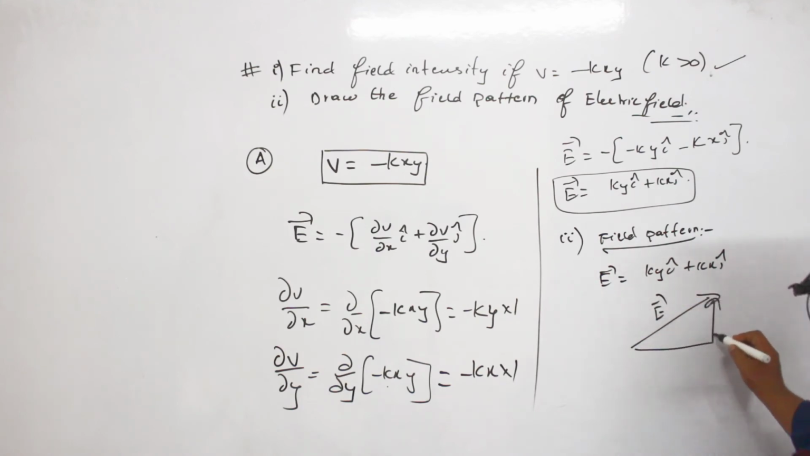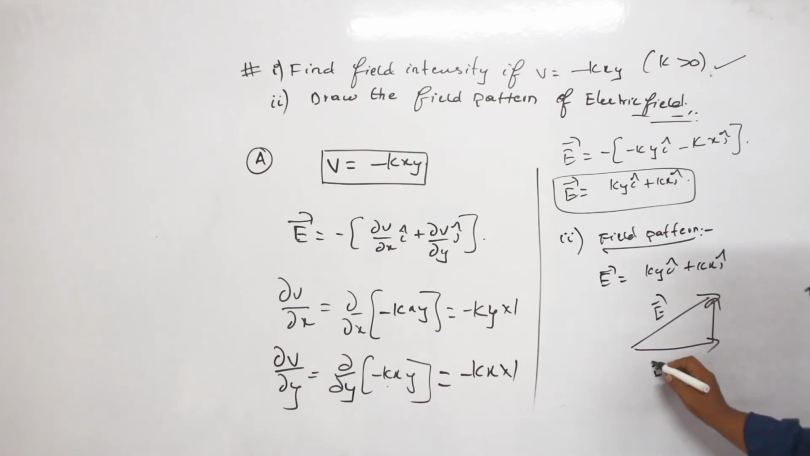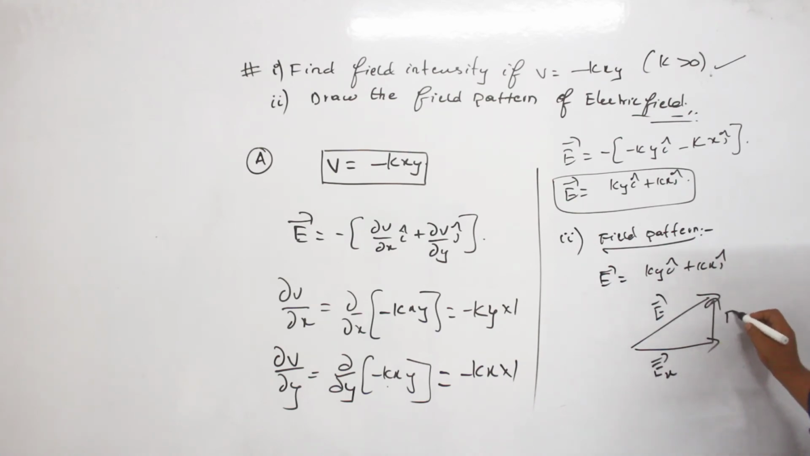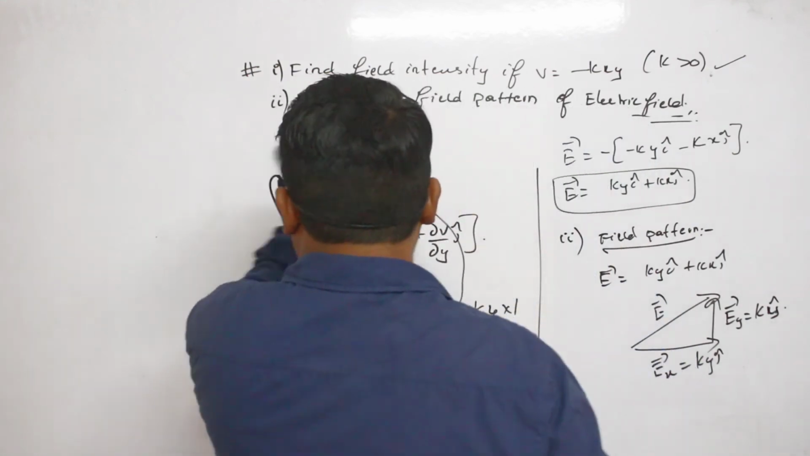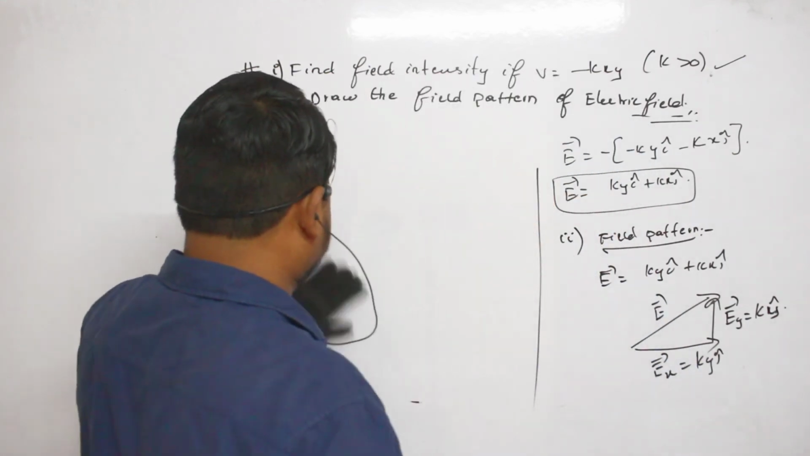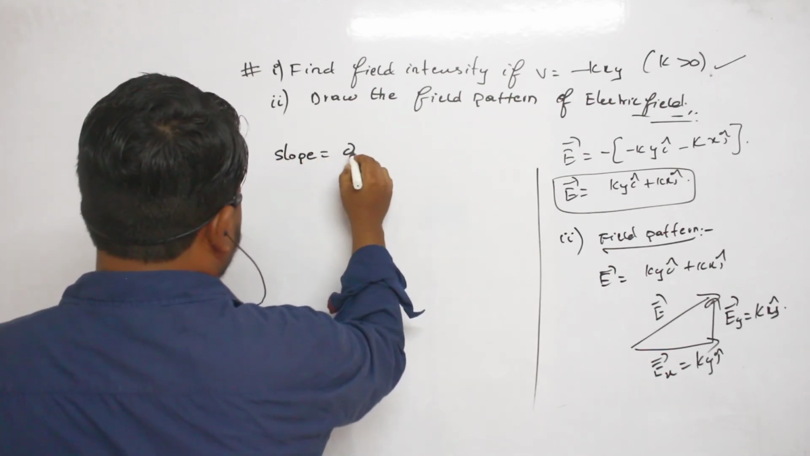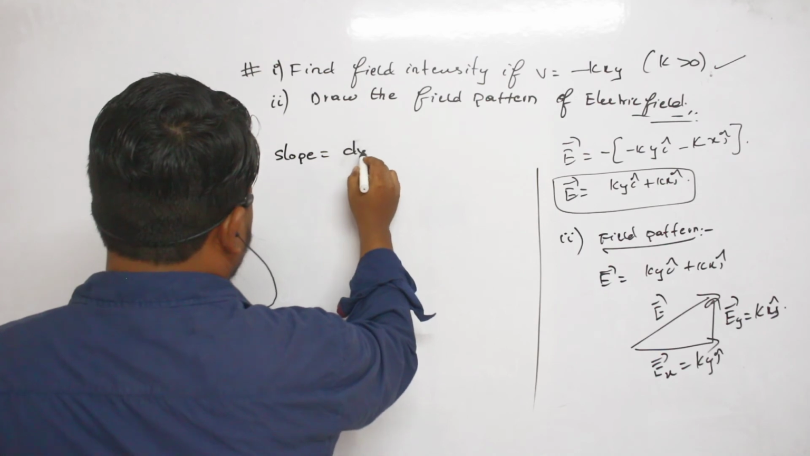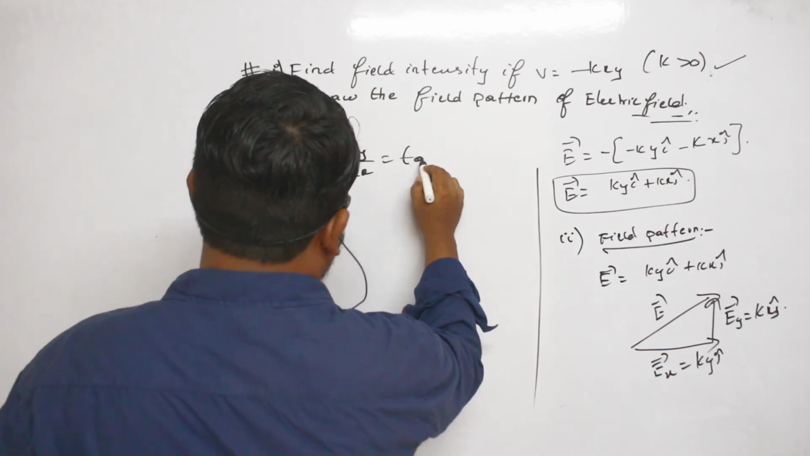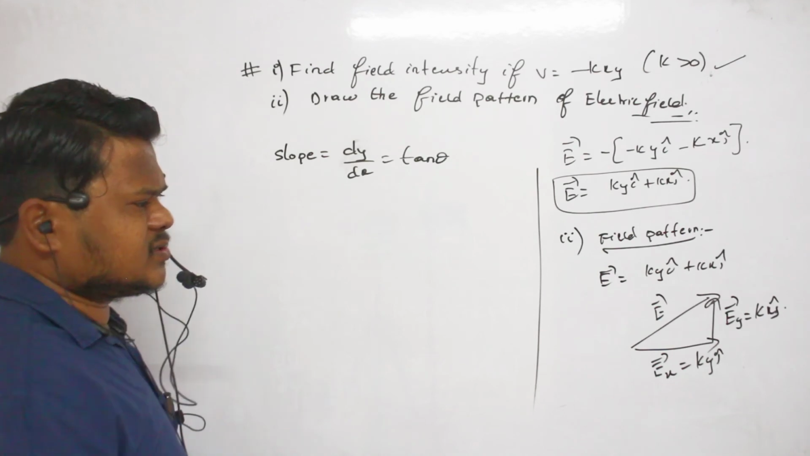This electric field I can split into two components, one component along the x-axis, one component along the y-axis. So this I can call Ex', this is Ey'. The electric field along the x-axis is how much? ky i cap. The electric field along the y-axis is how much? kx j cap. So these are the values of the electric field. Similarly, if I take the slope of this graph, what is meant by the slope of a graph? Slope of a graph is nothing but dy divided by dx, or also you can call it tan theta. This is called the slope of a graph.